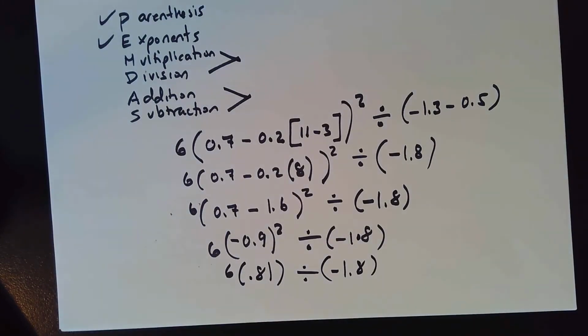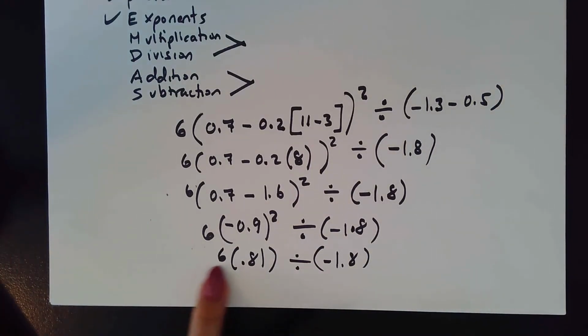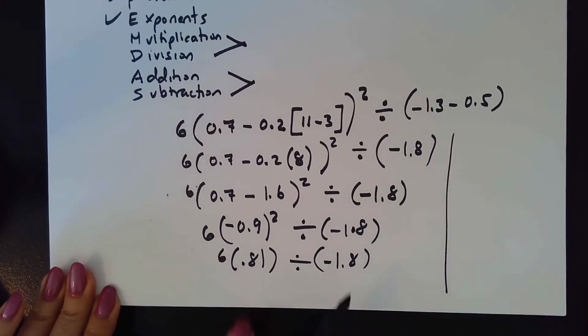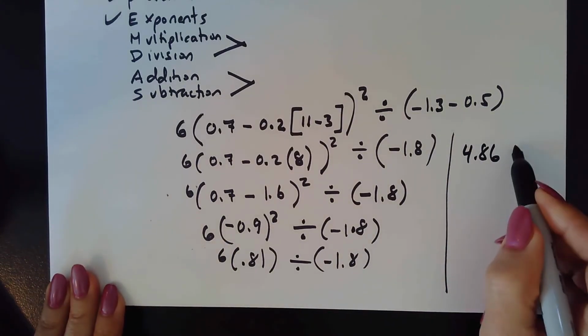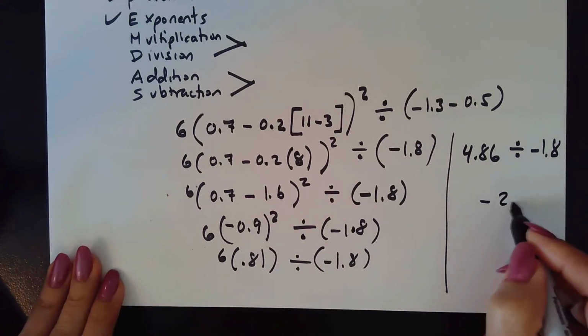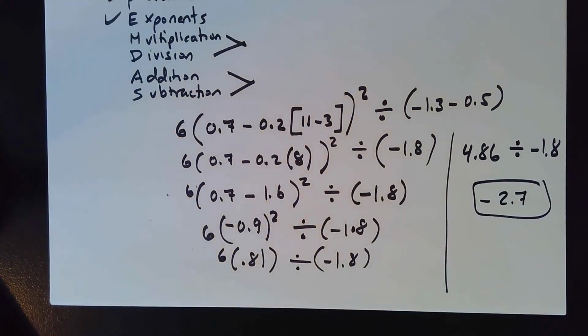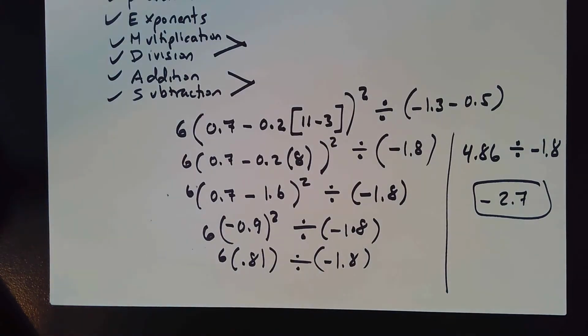Now the question is, do I divide first or do I multiply? Well, from left to right, multiplication comes first. So I'm going to multiply 6 times 0.81, which is going to be 4.86. And then I'm going to divide this by negative 1.8, which is going to give me negative 2.7 as the answer. Okay? So I ran over this one because it goes through the order of operations, and it's a good problem to consider.